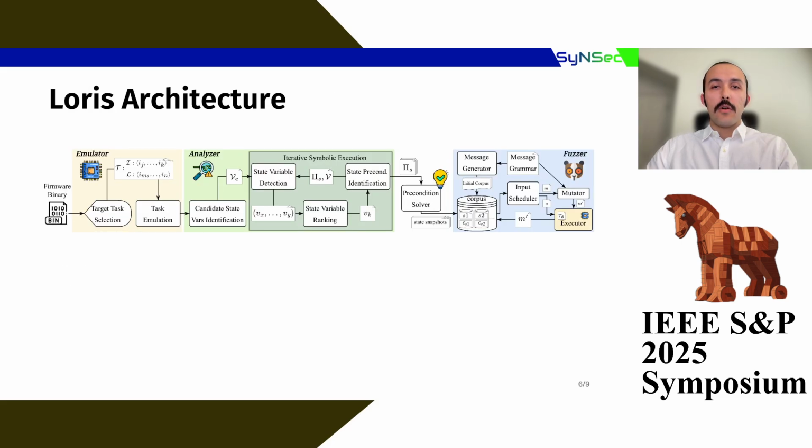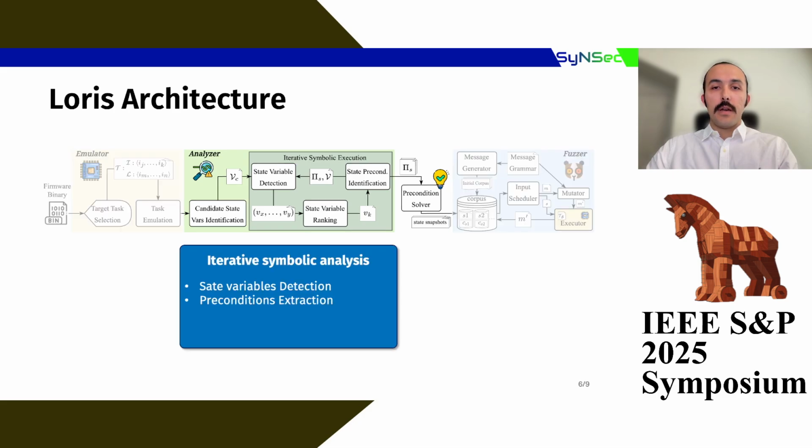Here is a high-level overview of LORIS, which takes a baseband firmware binary as input. At the core is our analyzer, which performs iterative symbolic analysis to automatically uncover state variables and the preconditions needed to reach deep code execution paths. To manage path explosion, the analyzer also uses state variable ranking and checkpoint-based path pruning. I won't go into those details today, but they are key to the scaling of the analysis.